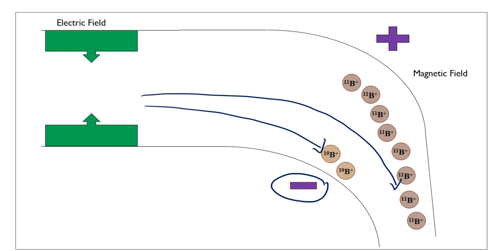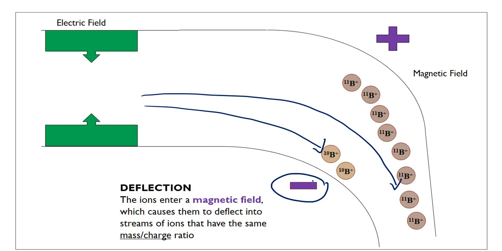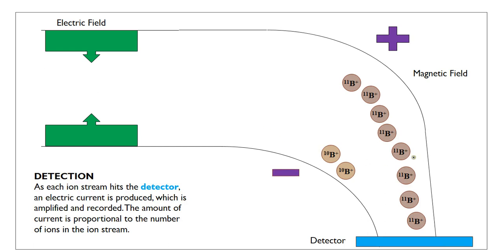And this is why you have to turn all of them into positively charged ions in the first place, because without that, they're not going to be attracted to the negative terminal of the magnetic field. So they all are attracted to the negative terminal, but they will deflect to different degrees based on how heavy or light they are. So that's deflection. And then in the end, they're going to be detected using a detector.